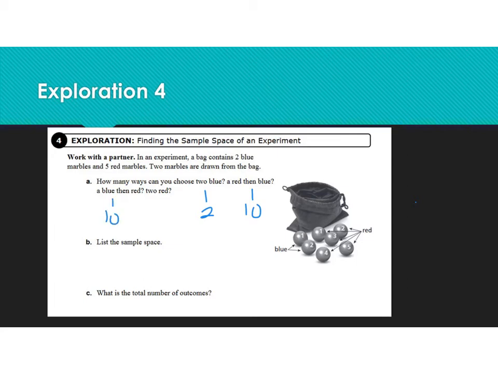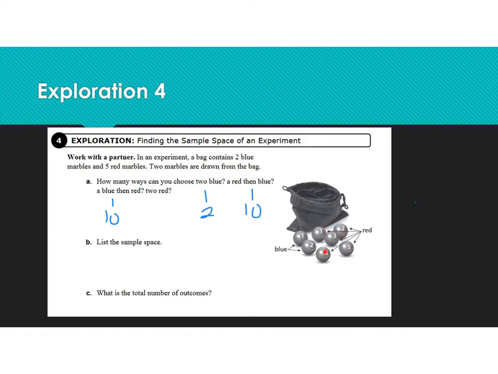And what about 2 red? So you could pick out red 1 and then red 2, or red 1 and then red 3, red 1, red 4, red 1, red 5. There's 4 ways there. What if you started with red 2? You could pick 1, 3, 4, or 5. There's 4 more ways.